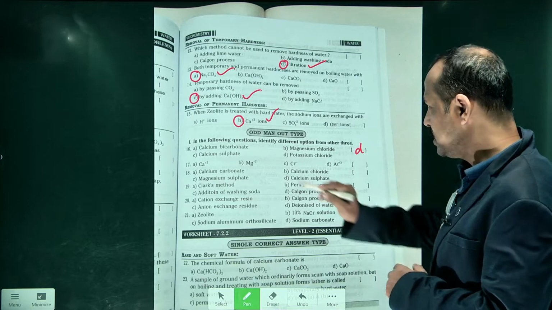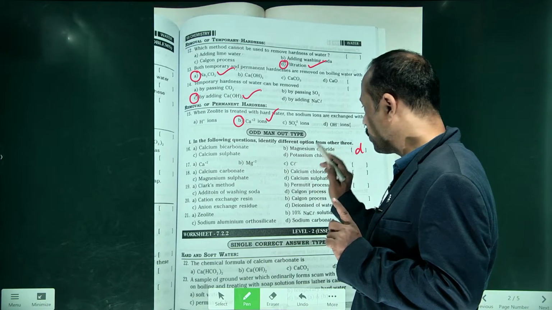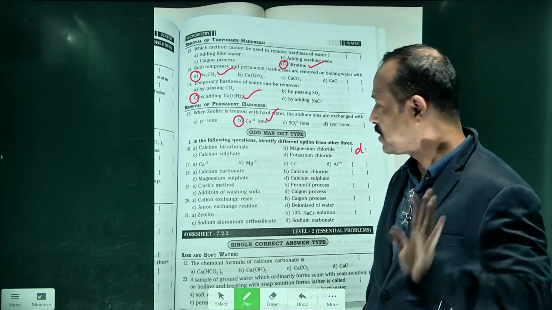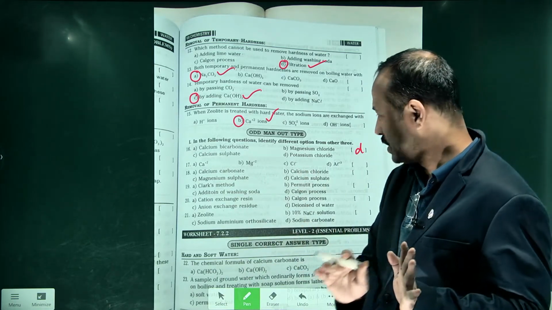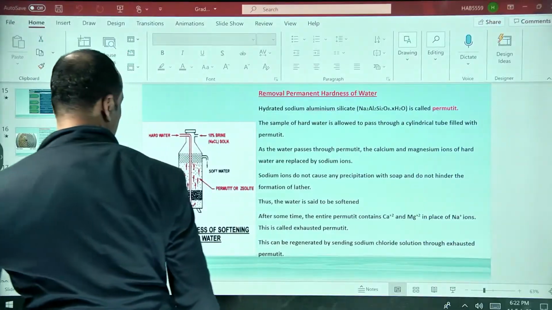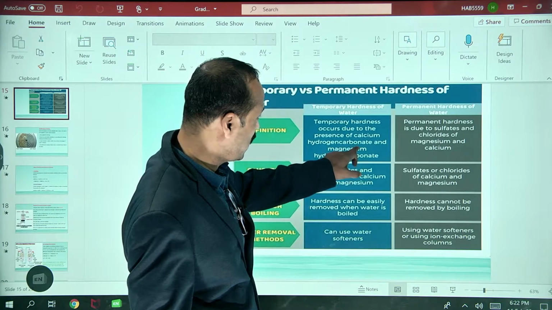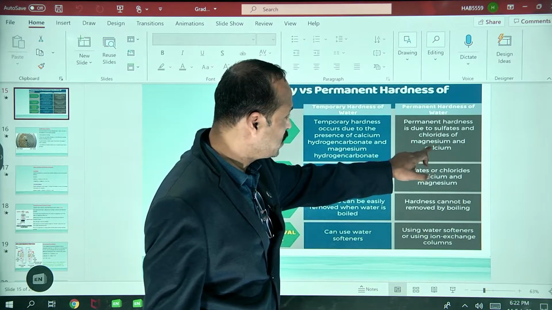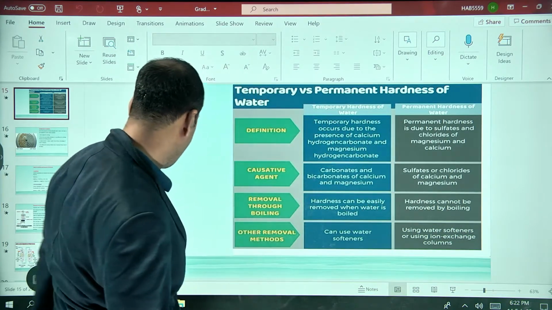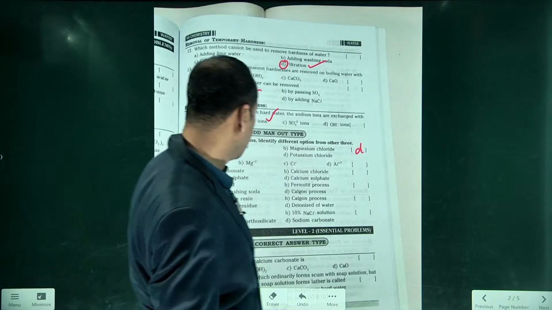Why? Because calcium bicarbonate causes temporary hardness of water. Magnesium chloride causes permanent hardness of water. Calcium sulfate causes hardness of water. But potassium chloride will not cause it. So see here: hydrogen carbonate, sulfates, chlorides of magnesium and calcium. Can you see potassium anywhere in this? No, sir. So our answer is potassium. Is this clear? Yes, sir. Potassium chloride is the right answer.